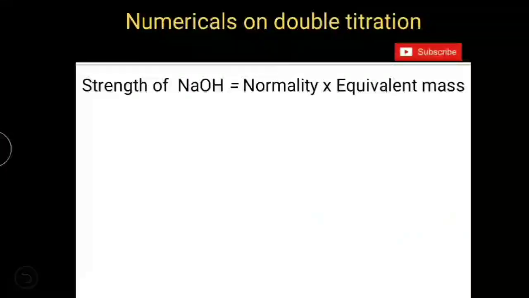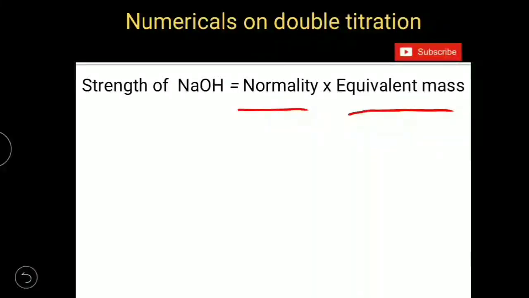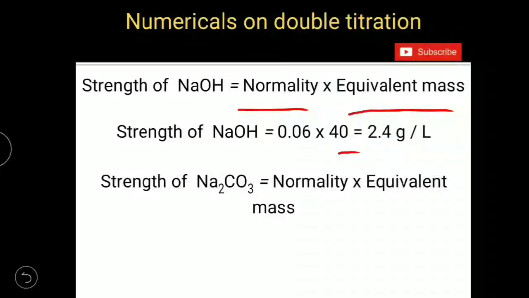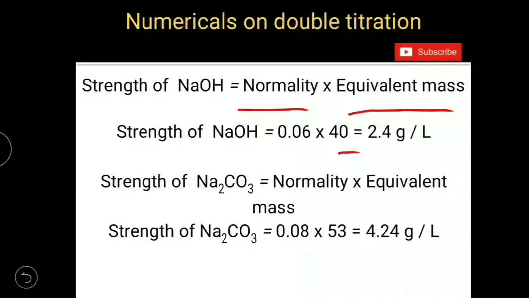The question is to find the strength of NaOH, not the normality. So strength of NaOH is equal to normality multiplied with equivalent mass. Equivalent mass of NaOH is 40. Normality we got is 0.06. So strength of NaOH is 2.4 gram per liter. And sodium carbonate strength can be determined using the same formula, normality multiplied with equivalent mass. Normality we got is 0.08 and equivalent mass is 53. So strength of sodium carbonate is 4.24 gram per liter.